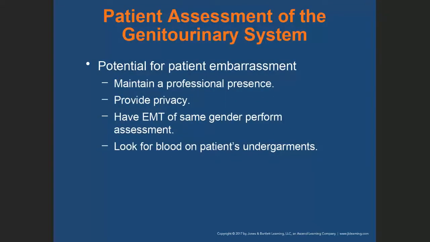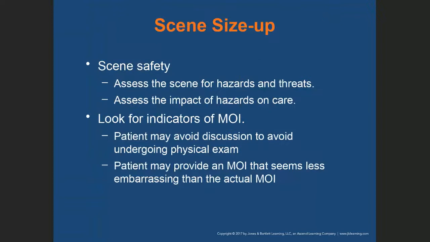For patient assessment of the genitourinary system, the potential for patient embarrassment exists. Maintain a professional presence, so please be professional. Provide privacy. Have EMT of same gender perform assessment if possible. Look for blood on the patient's undergarments.